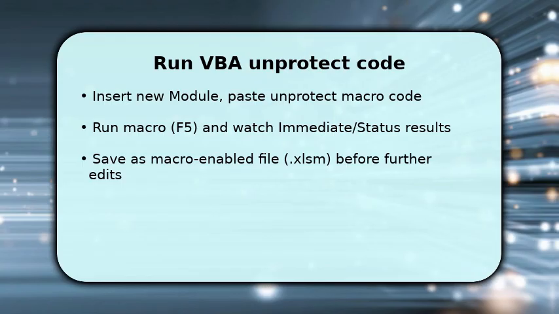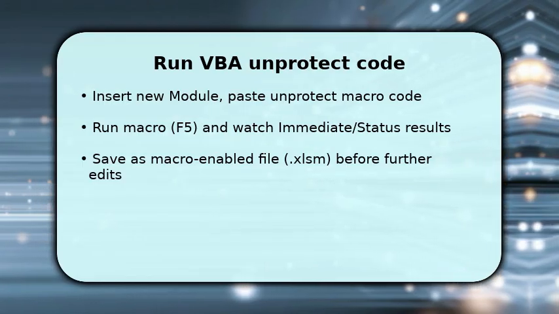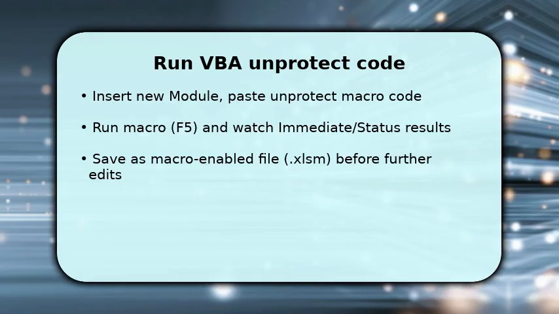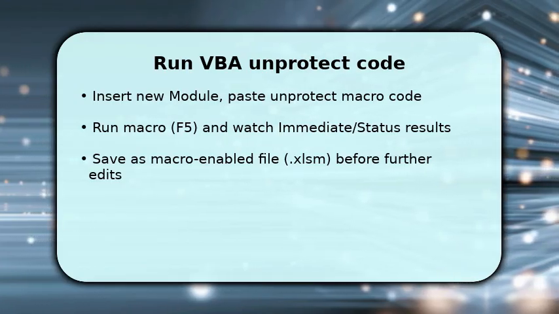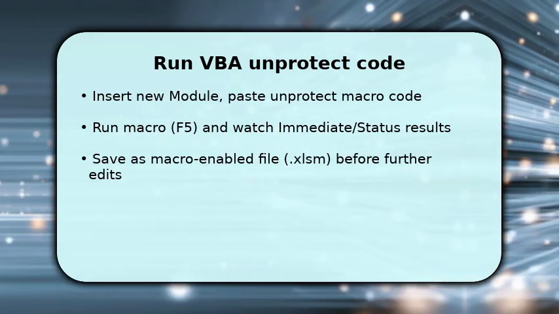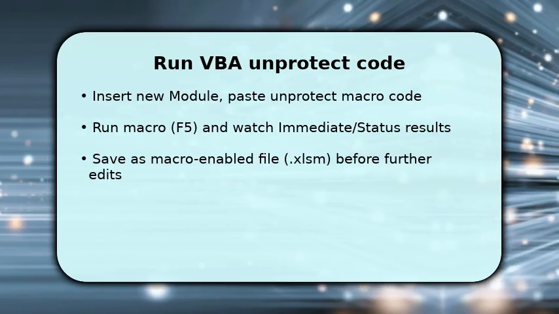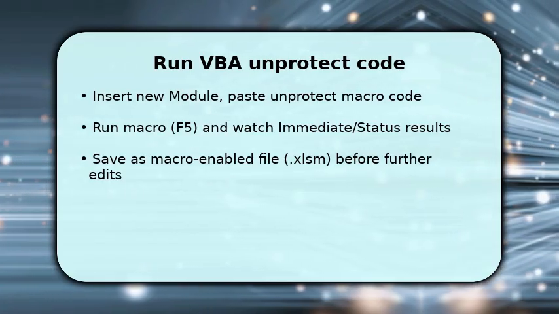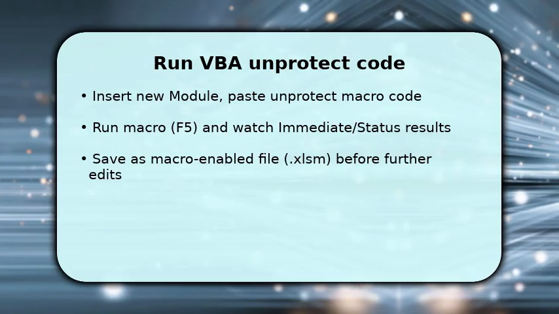Run the macro with F5 and watch the immediate window or sheet status to confirm which sheets became editable and why. It reports success or failure per sheet. If some sheets remain protected, repeat with different macro variants or target worksheet objects directly.